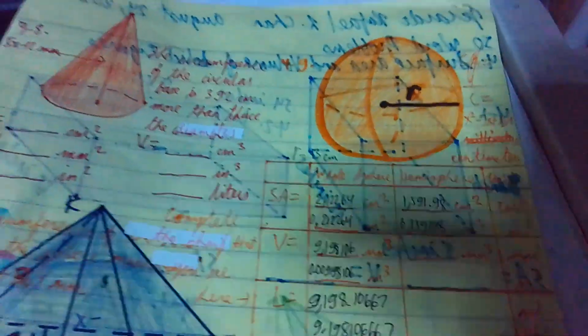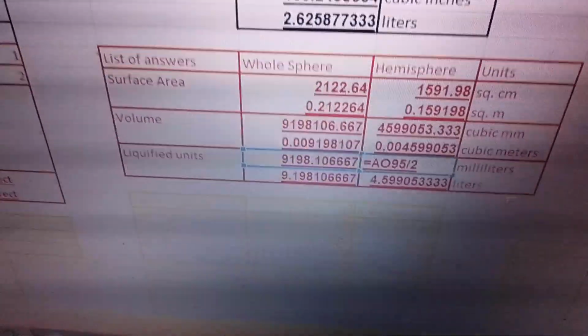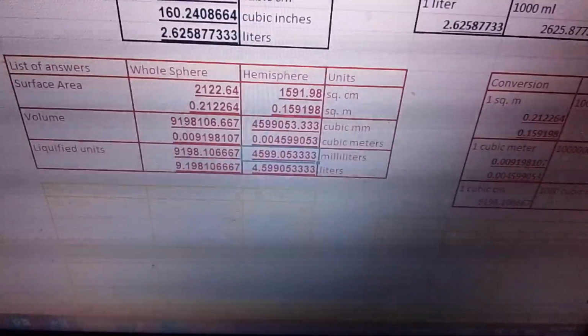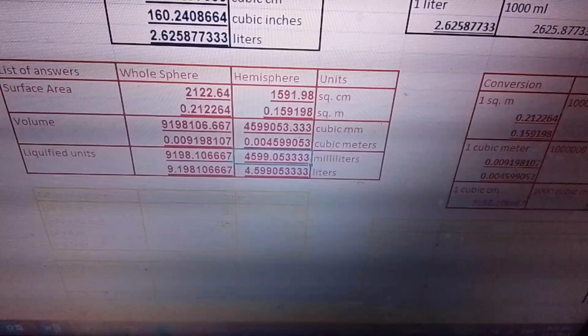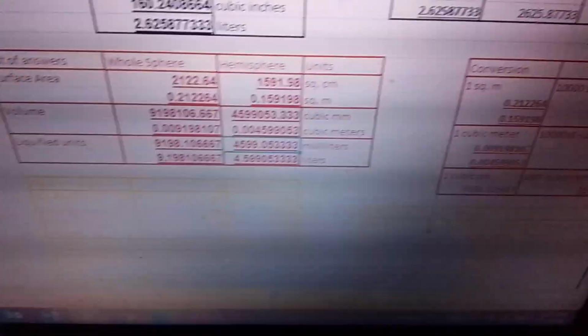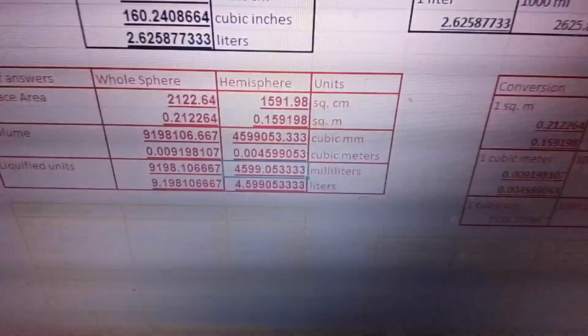Just like what I did here. What I did here was divide the 9,198 by 2. I divided my answer by 2, and you should get 4,599, which you can round off to 4,600. Okay? That is our answer in milliliters.